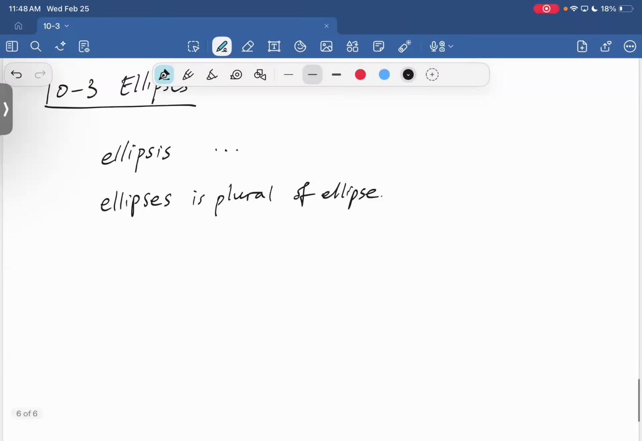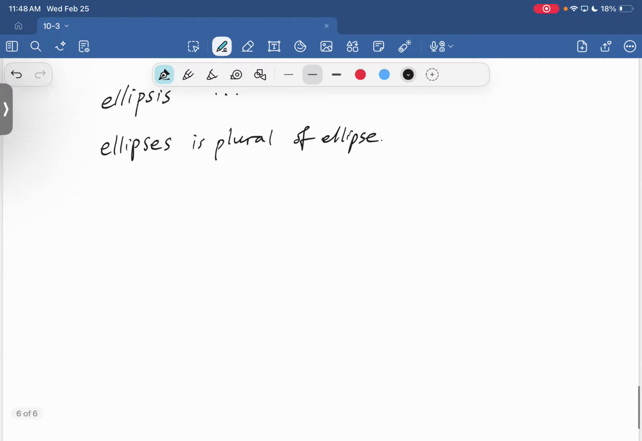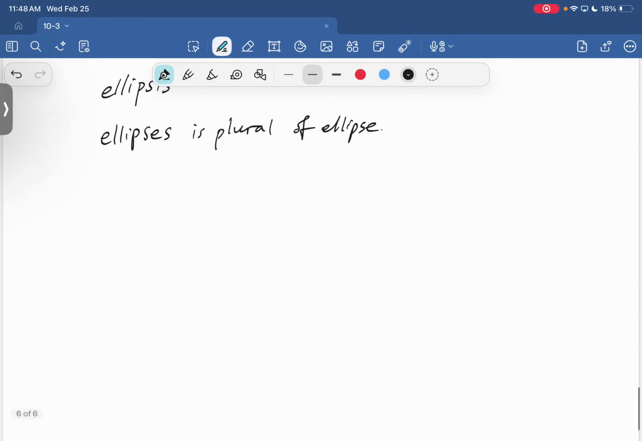So how is an ellipse defined? An ellipse is defined as the set of all points such that the sum of the distances to the foci are equal. So every ellipse is defined by two points known as foci, the plural of focus.